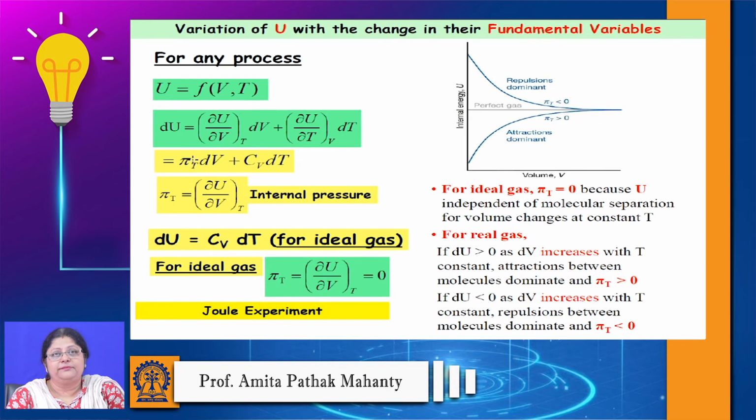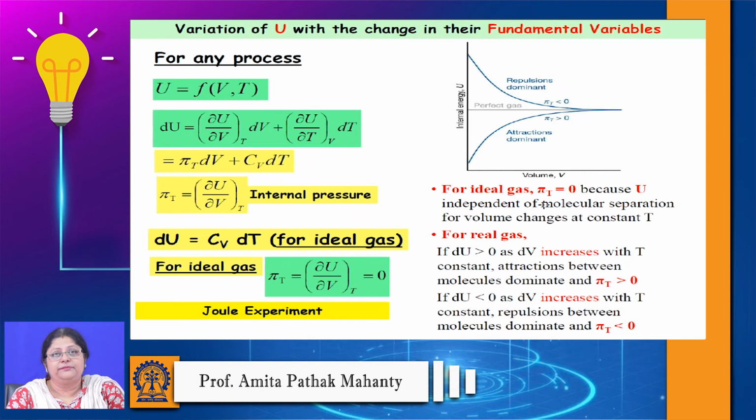Now, what is the internal pressure? Which we have just now said, the change in internal energy for a general gas, if it's not ideal, then what do you have? The change in internal energy is equal to pi T dV plus Cv dT. Now, how is pi T changing with the volume? That is what we need to look at.